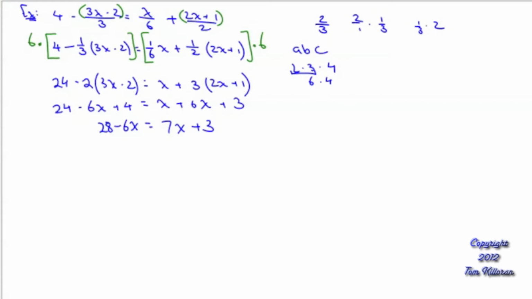Add the 6x. Now, if you add the 6x, you're going to get 28 equals 13x plus 3. Make sure you change the sign when you move it over. And then subtract 3 from both sides, so that makes this 25. 25 is equal to 13x, divided by 13. And I always show this step. No matter what happens, I will show the division at the end. There's a reason, and I'll show you in a second. And you get x equals 25 over 13.